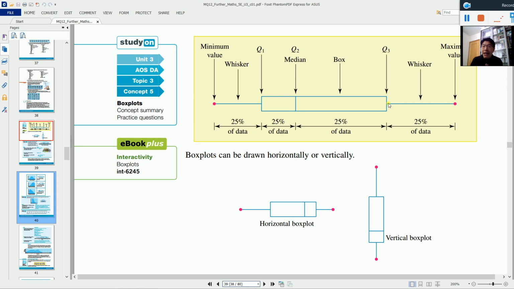Then from Q3 onward to the maximum value would be the second whisker. Each of the sections there, we call them quartiles because each consists of 25% of the data. It's interesting to say 25% of data, but if you put a number in there, let's say you have 800 students to collect data from, 25% means 200.